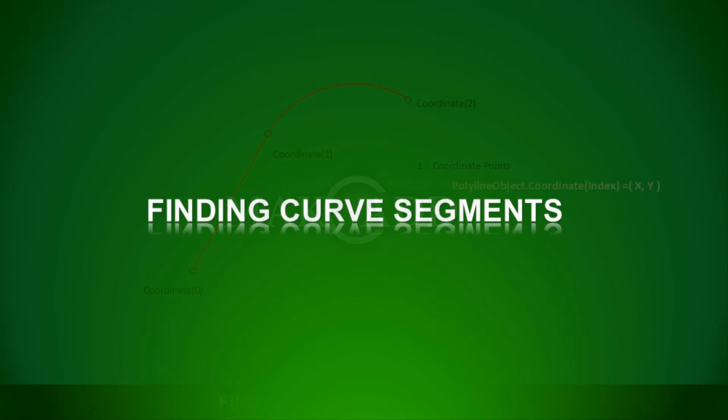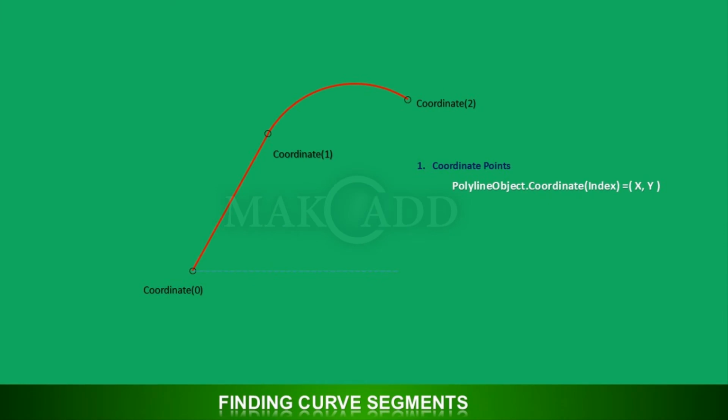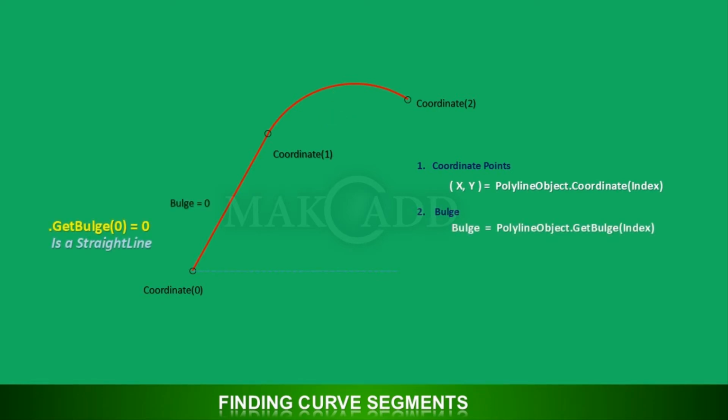Now let us distinguish the line segment and the arc segment in a polyline. Here we discussed coordinate points, x and y values. Other than x and y values, we have another property, bulge. If the bulge value is 0, then the segment is a line segment. If the bulge value is not equal to 0, then it is a curve. It may be in a counterclockwise or clockwise direction. This bulge value we can retrieve by using the GetBulge function with the index number of the segment.